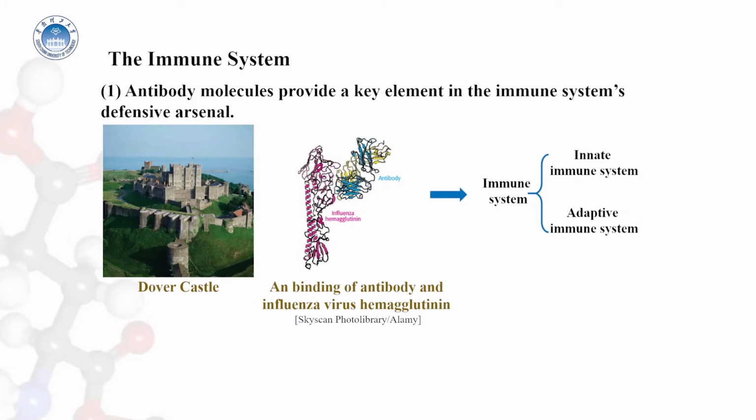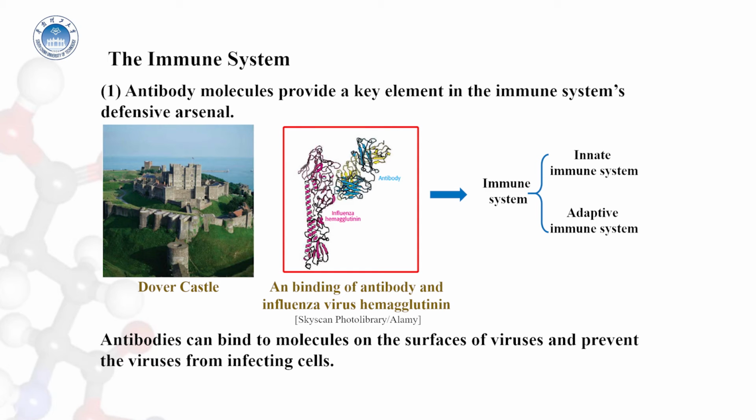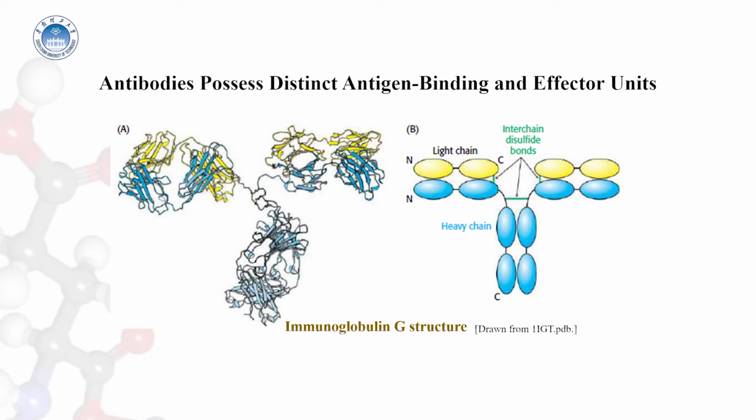For example, specific antibodies can bind to molecules on the surface of a virus and prevent the virus from infecting cells. The picture on the right shows an antibody bound to one subunit of hemagglutinin from the surface of the influenza virus. Antibodies possess distinct antigen binding and effector units. Antibodies are central molecular players in the immune system.